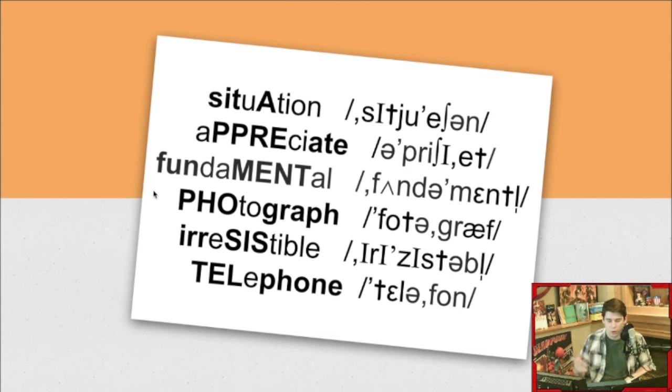Same with photograph. Irresistible. You wouldn't go irresistible. You go irresistible. Or telephone. Once you hear it, just keep listening to it. Keep listening to this video. Keep listening to how other people say words with multiple syllables, and you'll eventually get it.